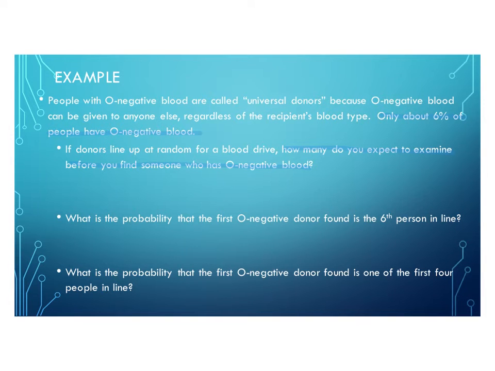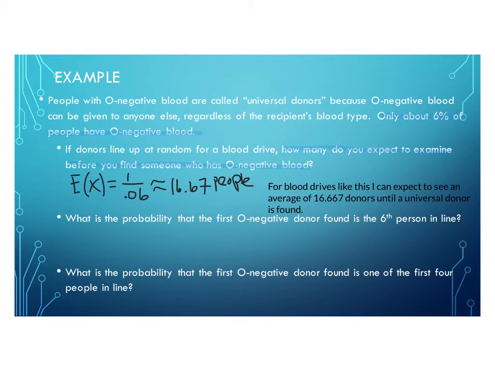So here is our expected value. Remember, it's 1 over the probability of success. So remember to change the 6% to a decimal and then type it into a calculator. It does end up being about 16.67 people. And then all that's left for us to do is our statement in context. Okay, so here's our statement in context. For blood drives such as these, we can expect to see an average of 16.667 donors until a universal donor is found.